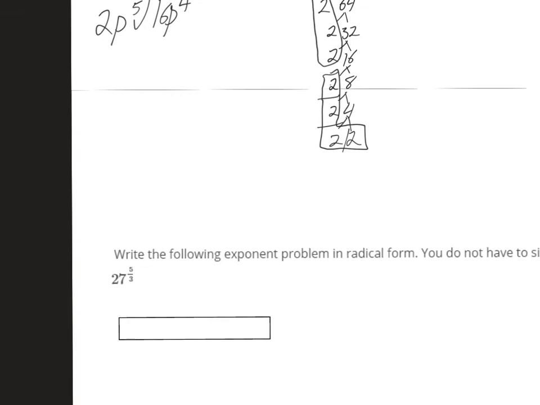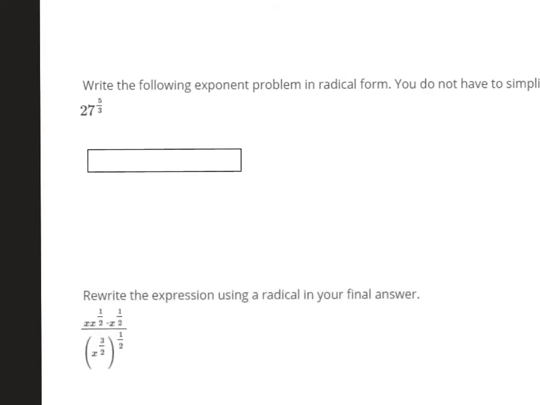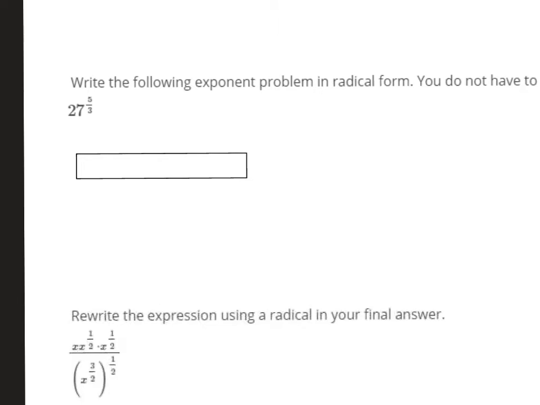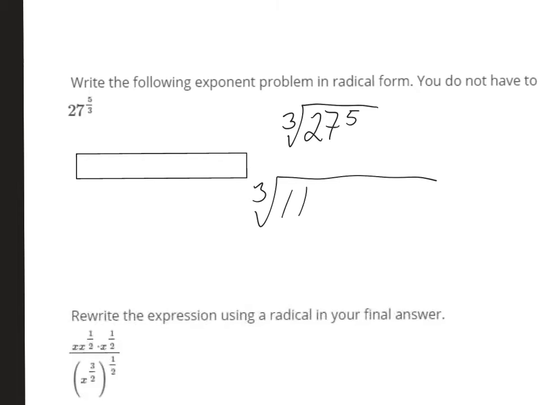Okay, for the next one, write it in radical form. Thinking about this, the number that is on the bottom of your fraction goes out in front of the radical. So I have the cube root of 27 to the 5th power. So you can give it to me like this, or you can go ahead and do 27 to the 5th power, which would be the cube root of 14,348,907. Either one of those I will take.